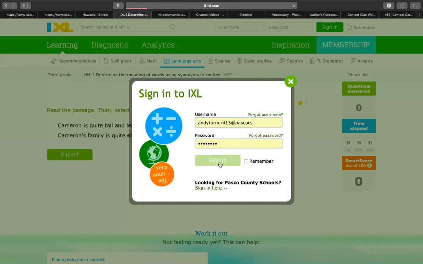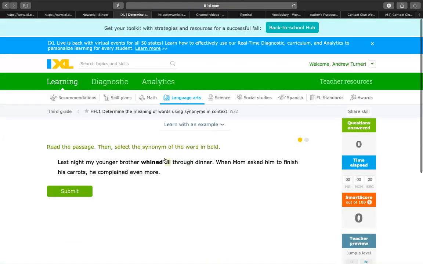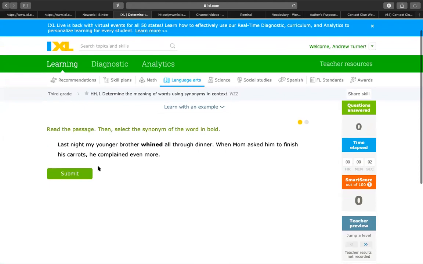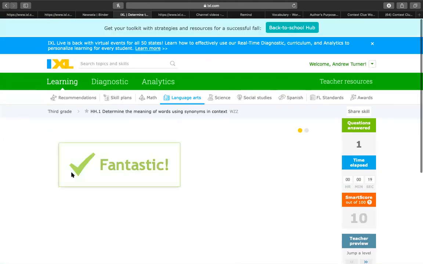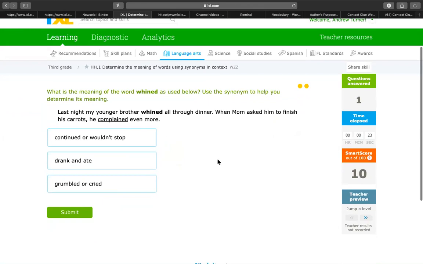I love this technology. Working on all cylinders tonight. Next one: last night my brother whined, just pretend you don't know that, all through dinner. When mom asked him to finish his carrots, he complained even more. So what's the word that would be the synonym to whined? Complained. Very good. That's what we're talking about, that being within there.